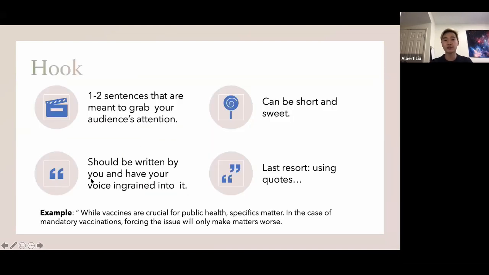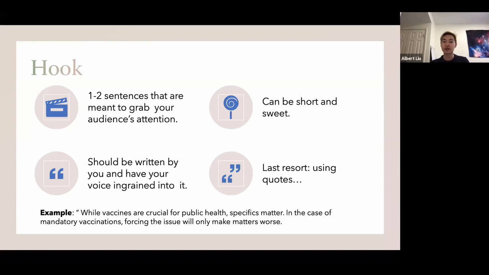So a hook is really just 1 to 2 sentences that are meant to grab your audience's attention. This can be done with voice as well. So make sure that your hook is something that you write and you have your voice ingrained inside of it. Optimally, hooks are pretty short and sweet. And ultimately, if you can't come up with something creative and it's like the last night you have to prepare your speech, using a quote is okay, but once again, it is better to have your own voice ingrained inside of your hook because that will make you sound more passionate about your topic.